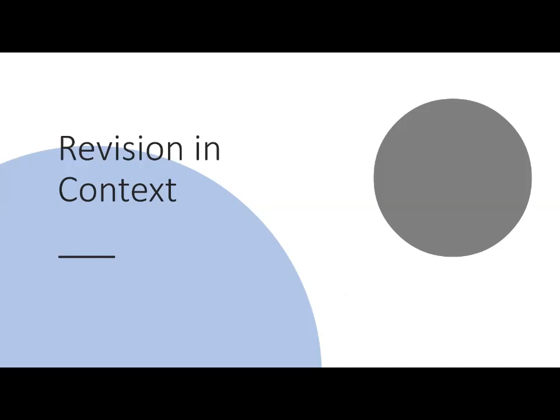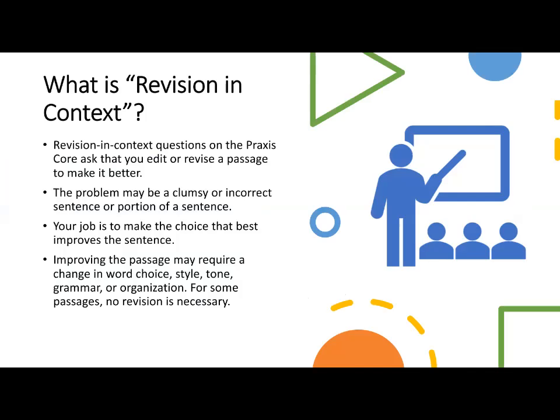But to get more in-depth, revision and context is going to ask you to edit or revise a passage to make it better. It's usually going to be something that's clumsy or incorrect. Your job is going to be to make the choice that best improves the sentences and the overall text. Like, how does the better version of this sentence improve the whole passage? Now, improving the passage may require a change in word choice, style, tone, grammar, or organization. Organization is a big one. That's going to change everything. We'll get more into that as we go.